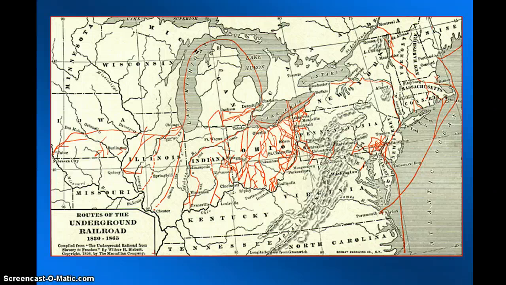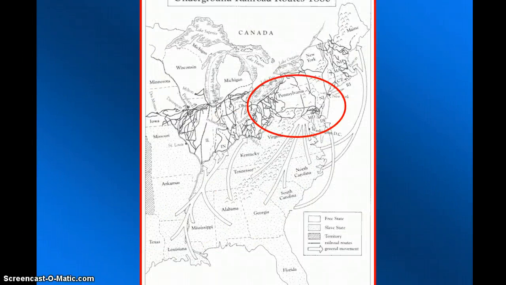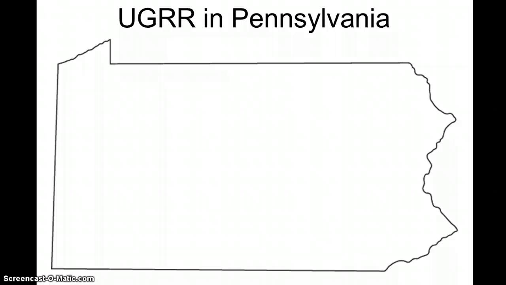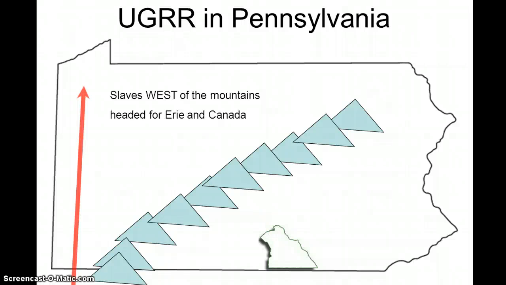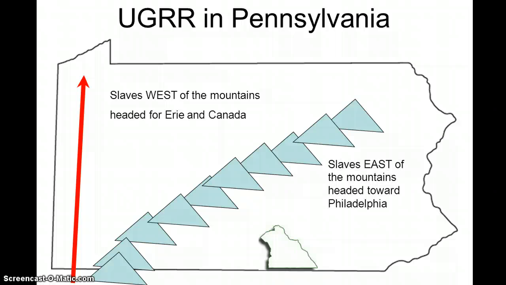On this map, you'll see a bunch of orangish lines. These are Underground Railroad lines, and you can see that some of them exist right here in York County, Pennsylvania. On this map, here's Pennsylvania. And if we make this a little bigger, in Pennsylvania, here's York County. Here are the Appalachian Mountains. If you're a slave living west of the mountains, you're going to head for Erie and Canada from there, because you can't stay in America and be free. You have to get out of the country.